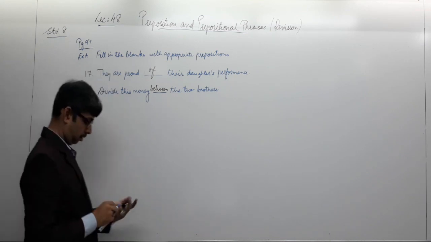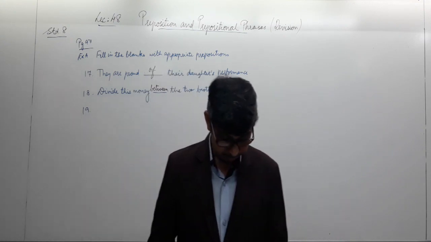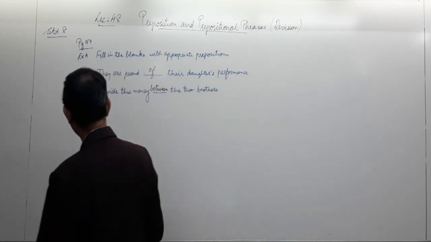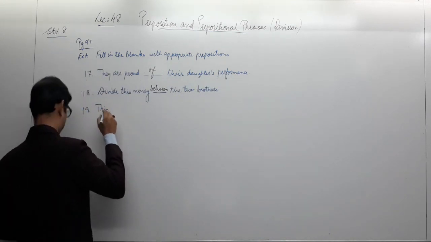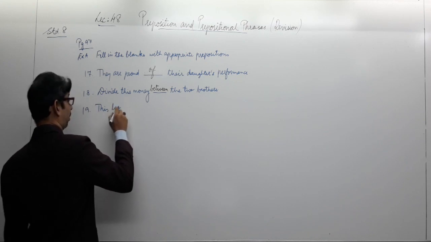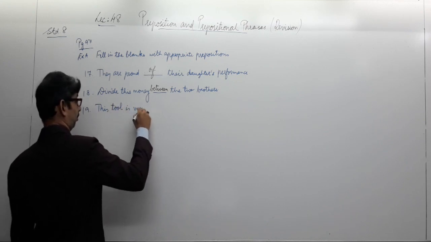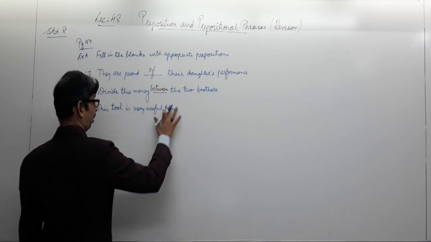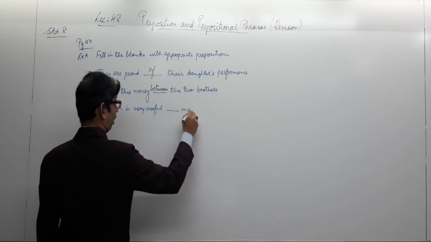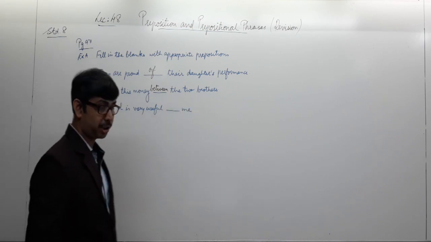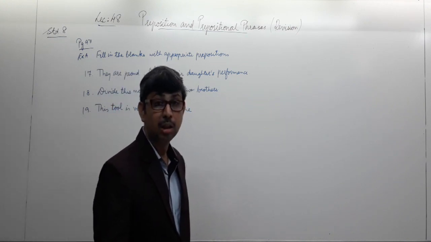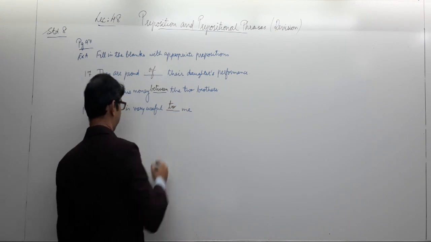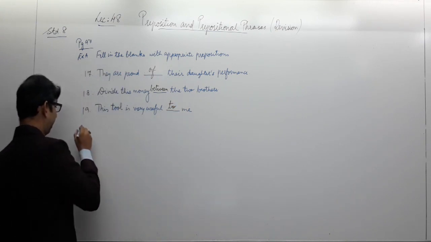19. This tool is very useful dash me. Okay, so we will be inserting the word that is showing a spatial relationship to me, related to me.